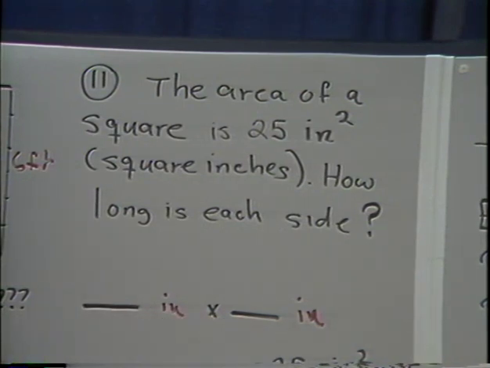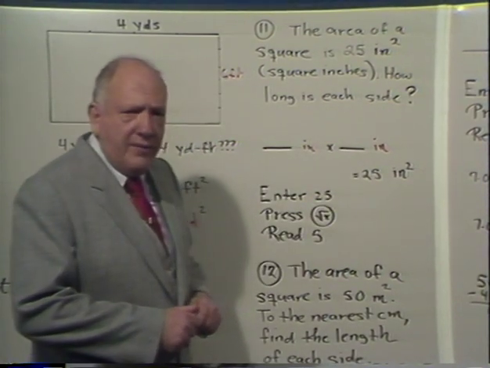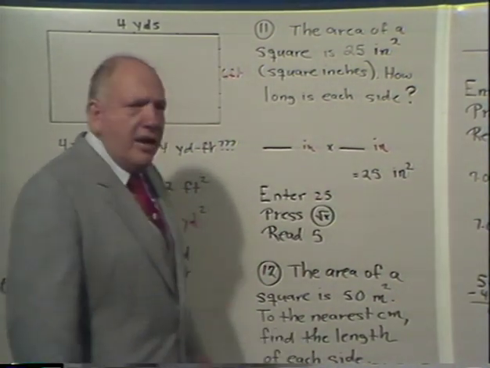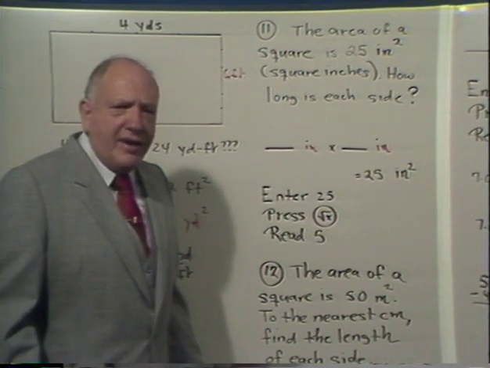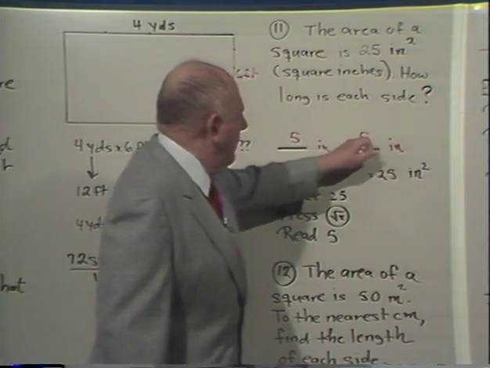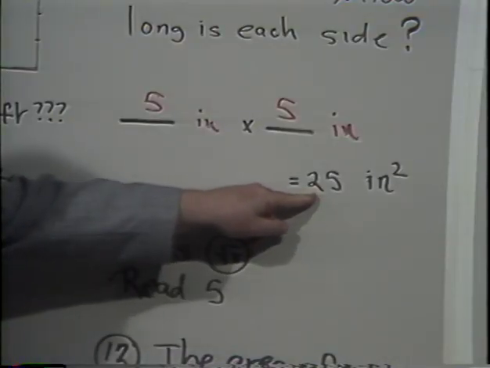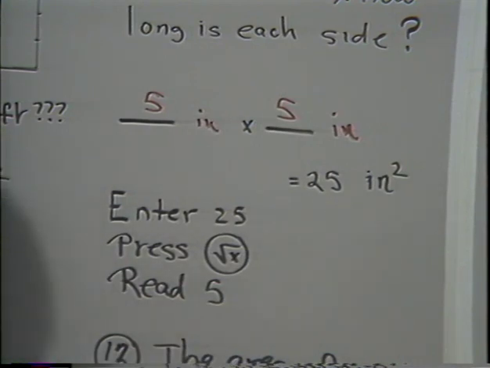See, the area is the length times the length. What number must I multiply by itself to get 25? And it doesn't take long, especially if you watched our lecture on the calculator where we did the same problem, to discover that the number must be 5. In other words, if the area is 25 square inches, the length of each side must be 5 inches.